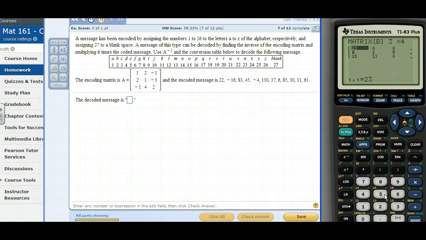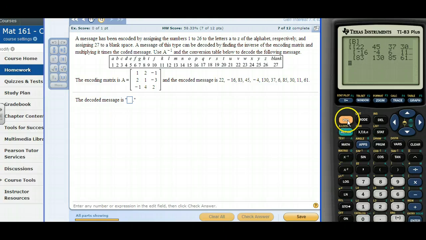Alright, and we'll say 22, let's go down, negative 16, I'll just go ahead and put that in. Alright, so I've got matrix A in here. This is the encoding matrix. So 1, 2, negative 1, 2, 1, negative 3, negative 1, 4, 2. Alright, and I also have in that 3 by 4 matrix B, and there's the 22, negative 16, 83, 45, negative 4, 130, 37, 6, 85, 30, 11, 61.